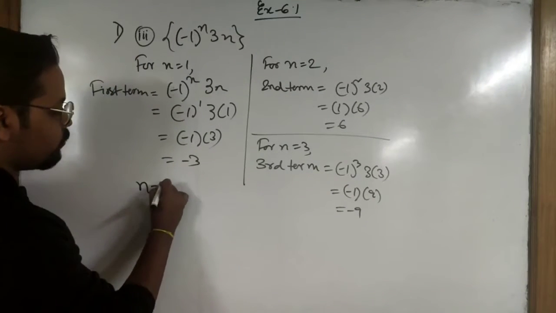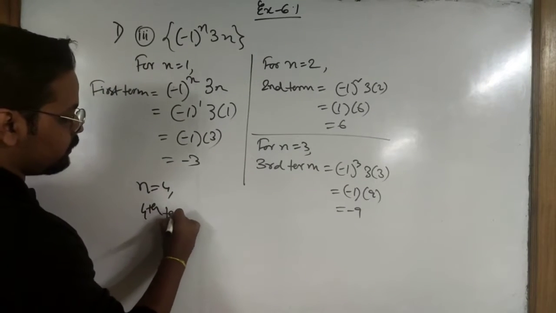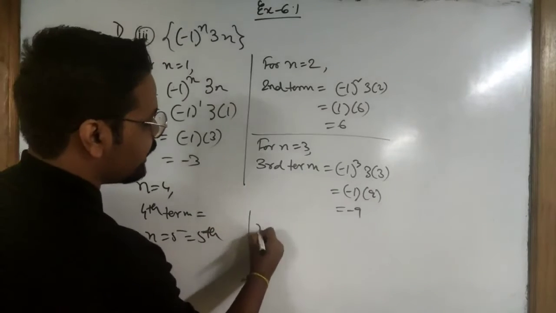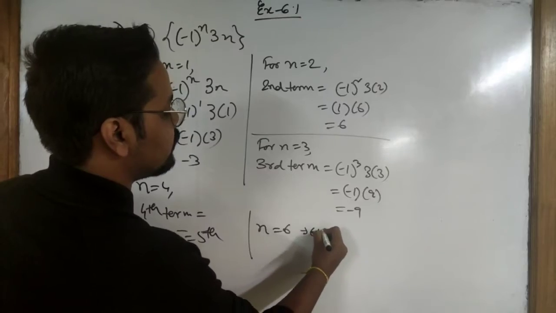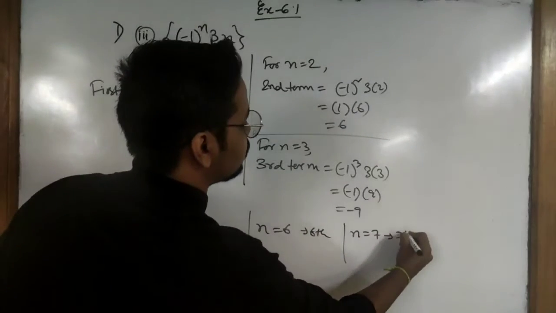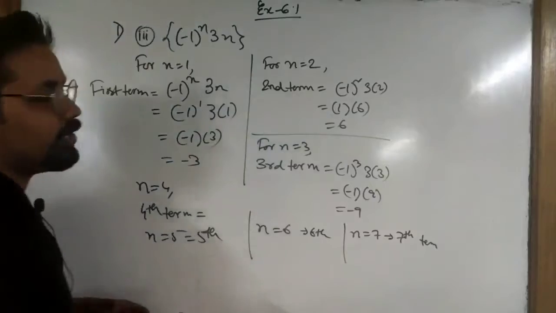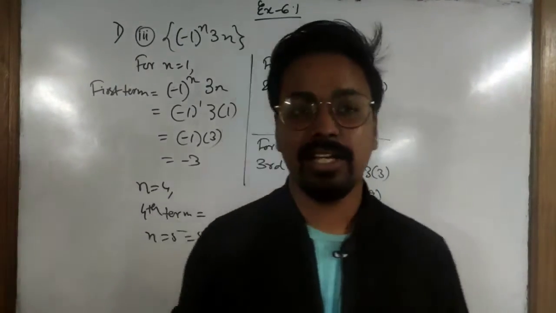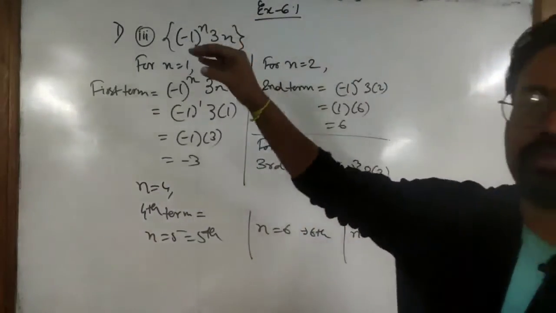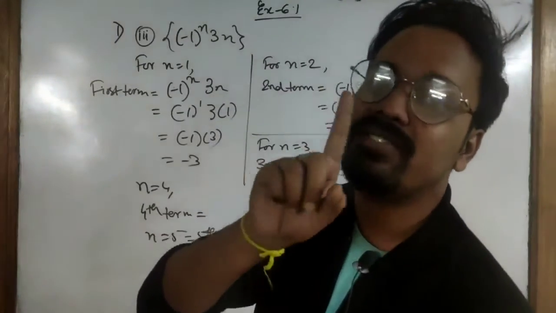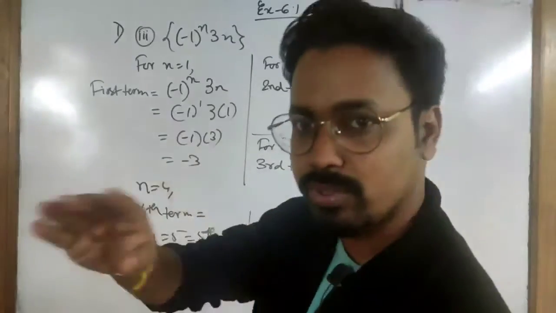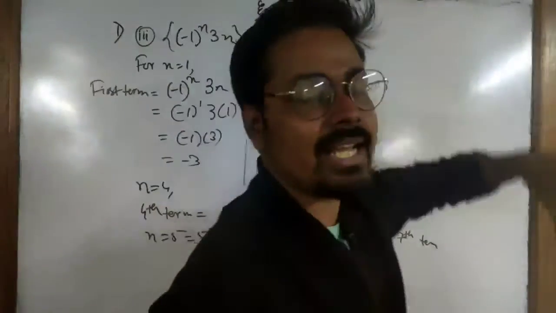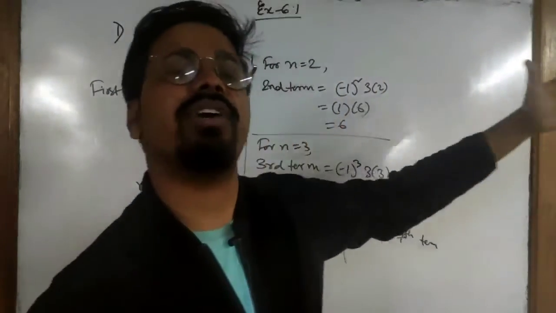So you find for n equal to 4, what you will get? The fourth term. Then for n equal to 5, you can get the fifth term, and n equal to 6, you can get the sixth term, and for n equal to 7, you can get the seventh term. Whatever question is given here, you will be given one variable, and all the variables given in this book are n. So just put the values from 1 to 7. The first 7 terms means 1 is the first term, 2 the second term, 3 the third term, and so on. So you put the values 1, 2, 3, 4, 5, 6, 7 in place of n, and you will get all the terms. So that's how you find the first 7 terms.